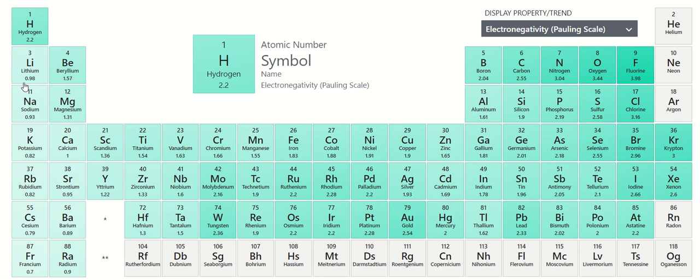If we look at the trend again, lithium has an electronegativity value of 0.98. Fluorine has a value of 3.98. Fluorine is actually the most electronegative element of the periodic table. So that means it's the element that wants to take in the electrons the most.